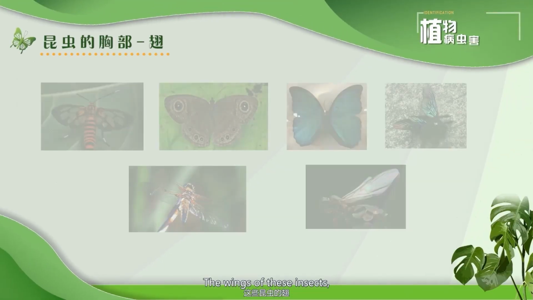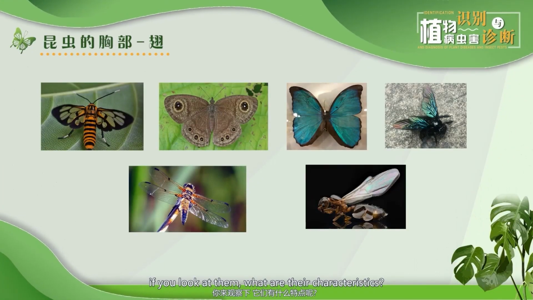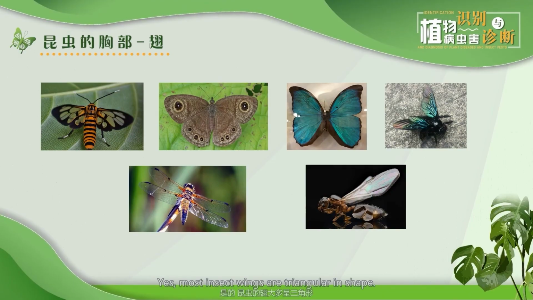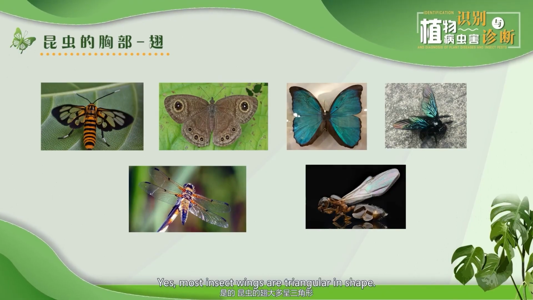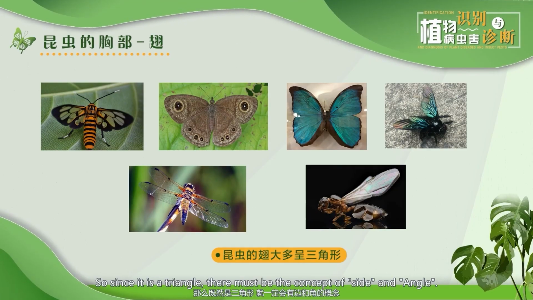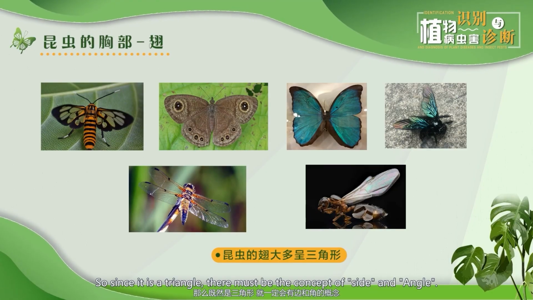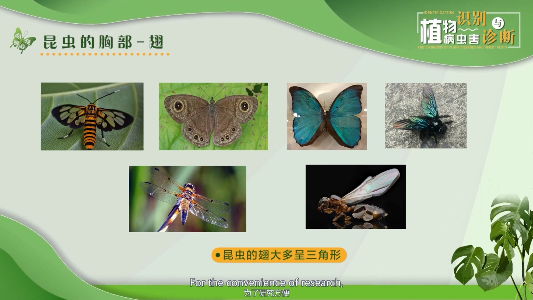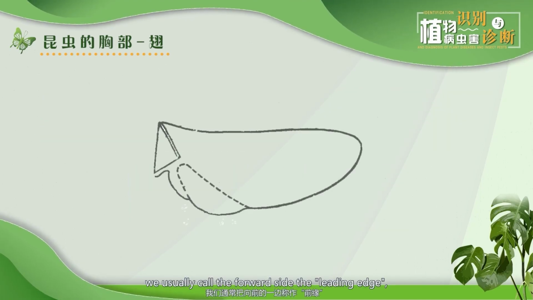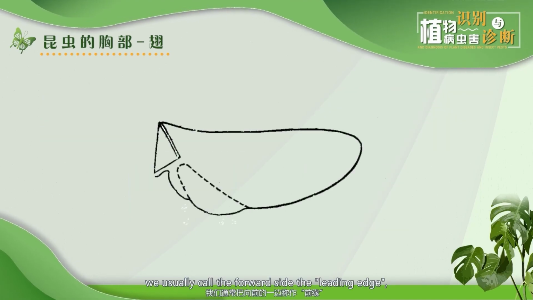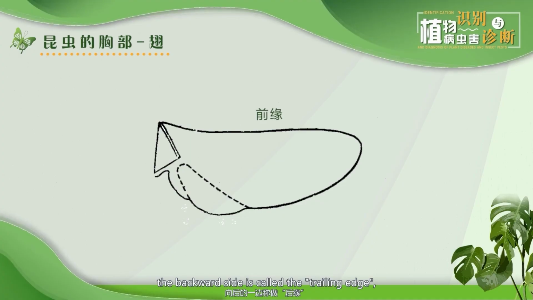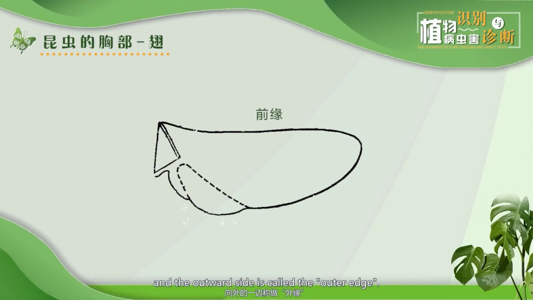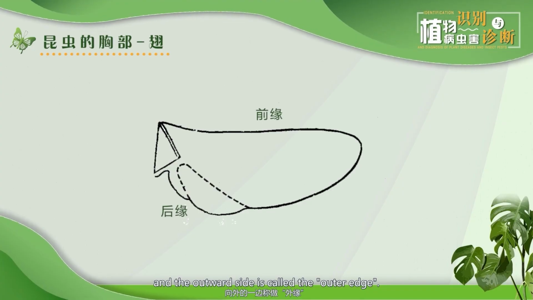The wings of these insects, if you look at them, what are their characteristics? Yes, most insect wings are triangular in shape. So since it is a triangle, there must be the concept of side and angle. For the convenience of research, we usually call the forward side the leading edge, the backward side is called the trailing edge, and the outward side is called the outer edge.